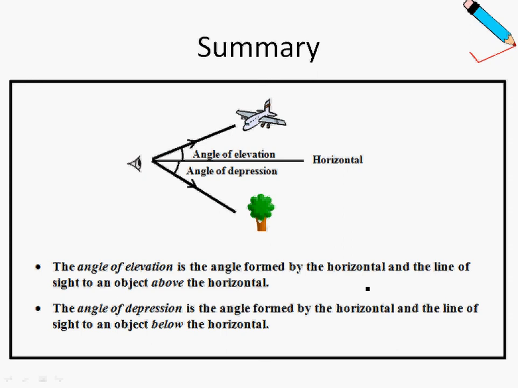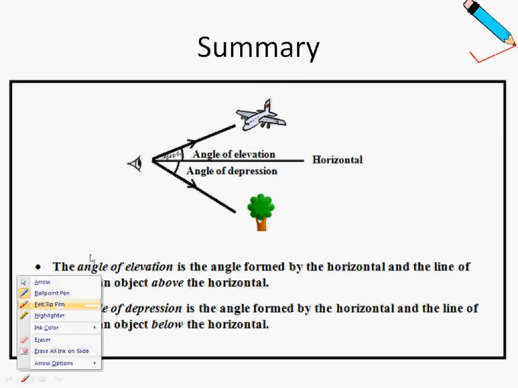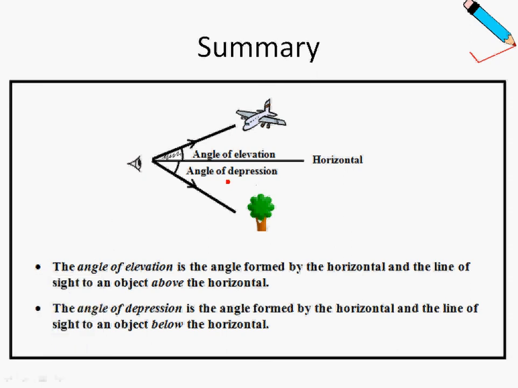Just to summarize, for this part of the chapter, the angle of elevation is measured upwards from the horizontal. Over here, this is my angle of elevation. On the other hand, the angle of depression is measured downwards from the horizontal. So this is my angle of depression.